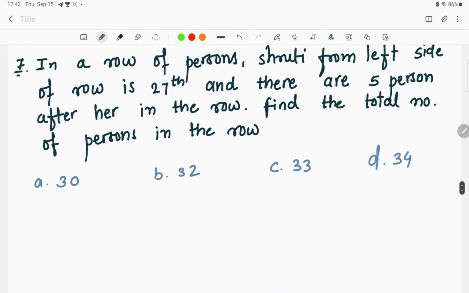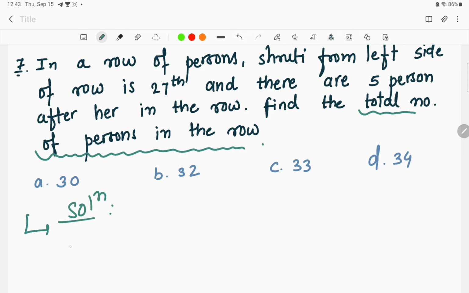Now moving on to the next question. In a row of persons, Shruti from the left side is at 27th and there are 5 persons after her in the row. Find the total number of persons in that row. So basically here we have an orderly arrangement of people, right? Whenever we have to find the total number of people in a particular row when one person's position has been given from any side, and there are a number of people before or after her, then what formula do we put?